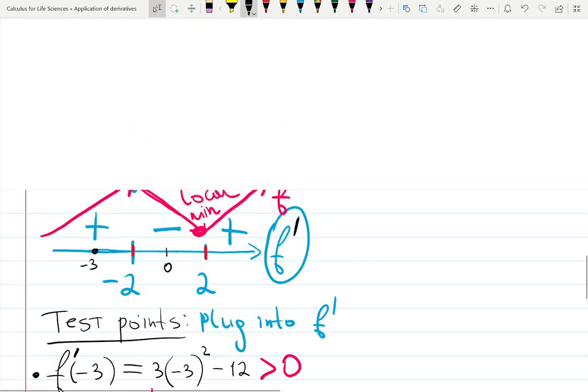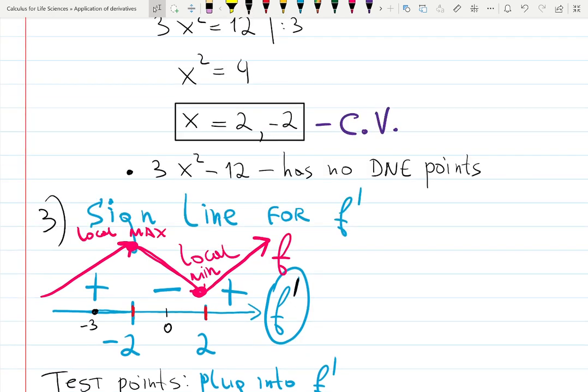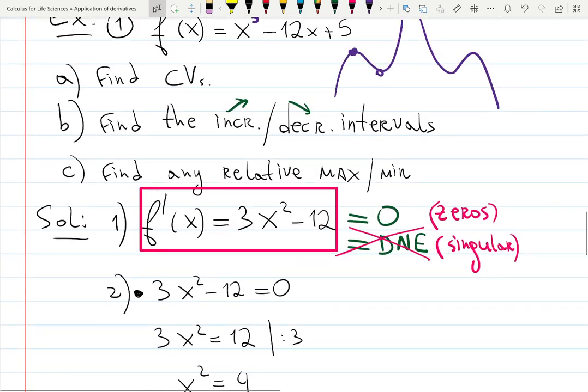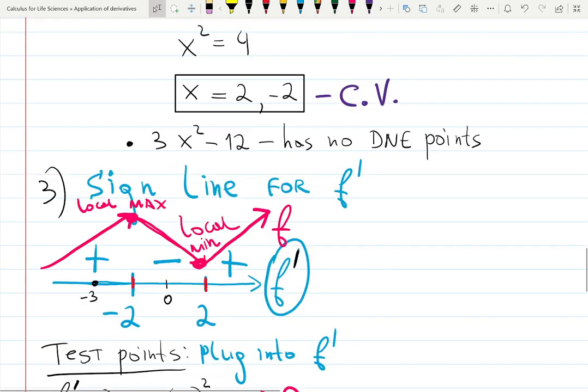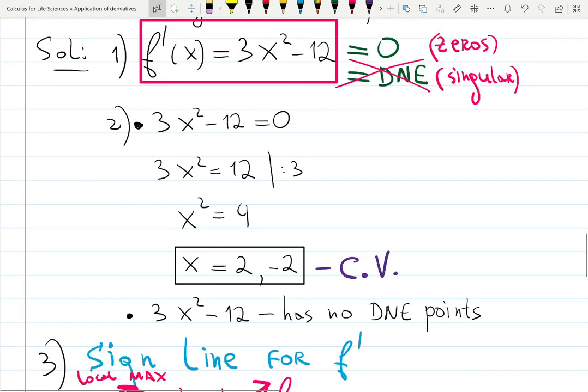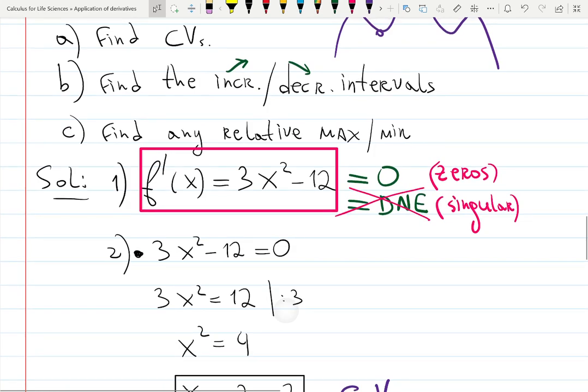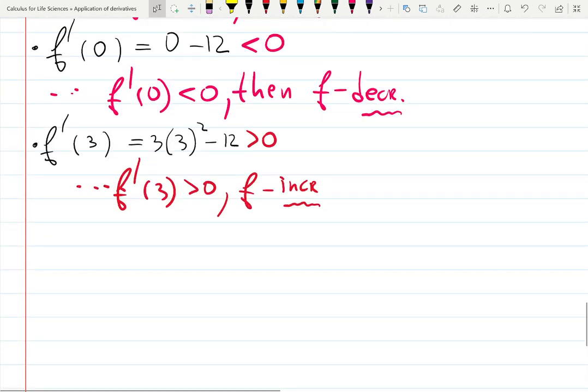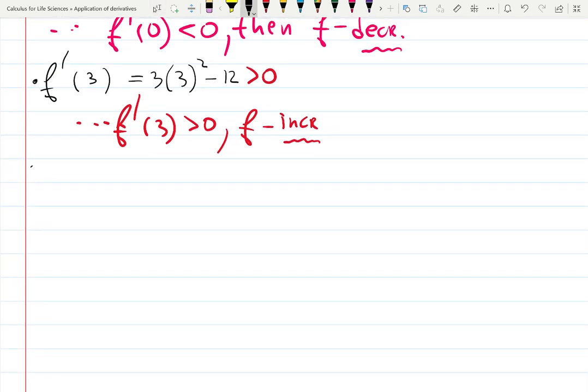So why did we do that? What was the first question? I didn't remember. Let's see. The first question was A, find critical values. And then B, find where it's increasing, decreasing. And C, locate relative maximum and minimum. We just did all of the work. All of the work is done. So, answer.